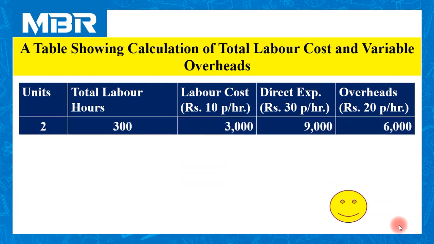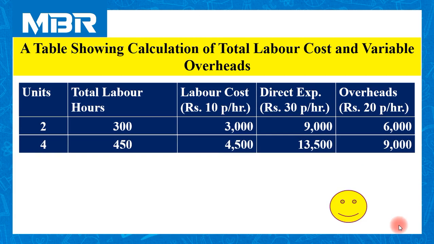Let us prepare for 2 units. When we are making 2 units, total labor hours required are 300. Labor cost per hour is 10, so labor cost is 3000. Direct expenditure is rupees 30 per hour, so in total it is 9000. And variable overheads are rupees 20 per hour, so for 300 hours it is 6000.